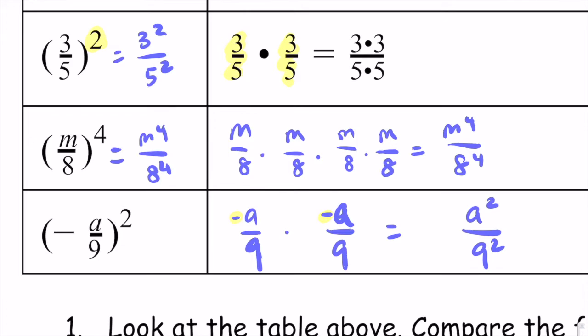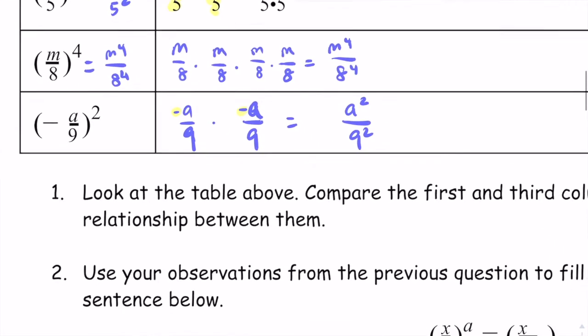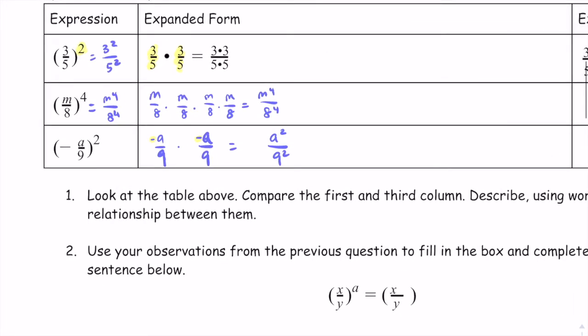If my exponent is even, it'll always be positive. If my exponent is odd, it'll always be negative. So looking at my table, if I were to describe them using words, once again, it's a distributive property.